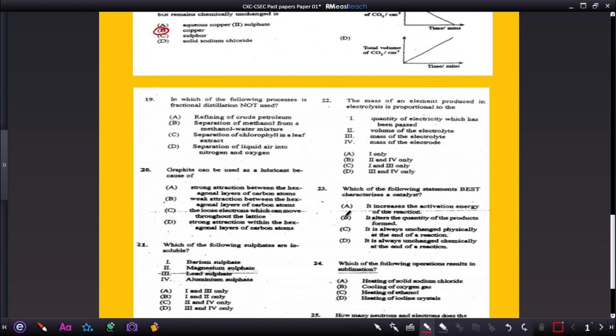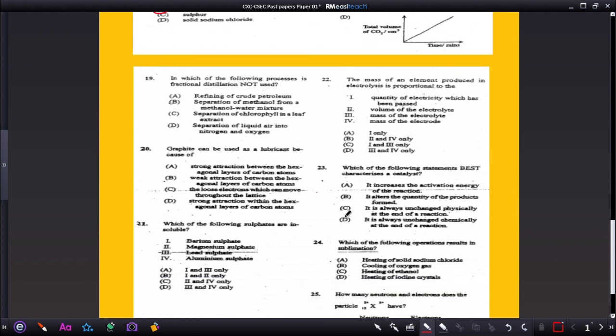Number 19, in which of the following processes is fractional distillation not used? Refining of crude oil, that requires fractional distillation. Separation of methanol from a methanol-water mixture, that's a miscible liquid and it requires fractional distillation. Part C, separation of chlorophyll in a leaf extract, that is chromatography, paper chromatography to be exact. So it's C. And D says separation of liquid air into nitrogen and oxygen. That also requires fractional distillation.